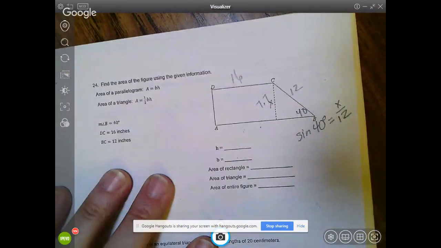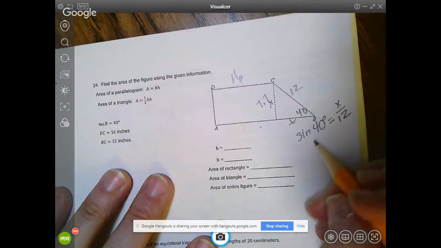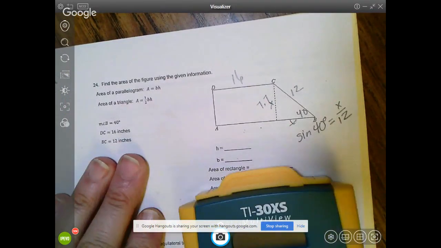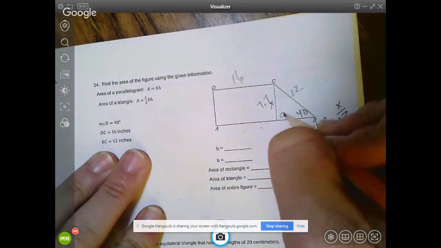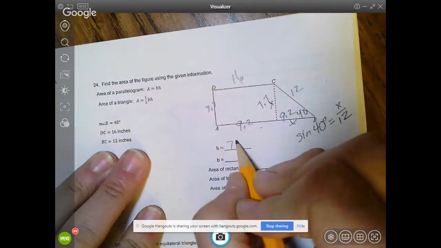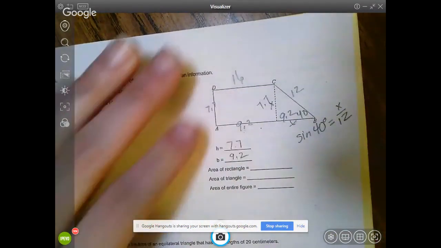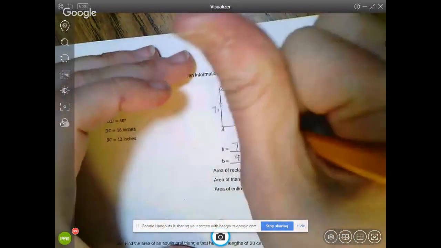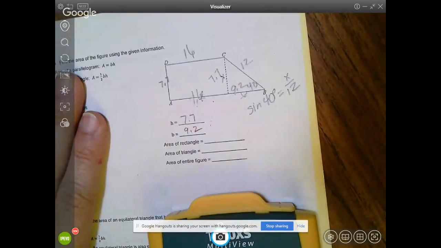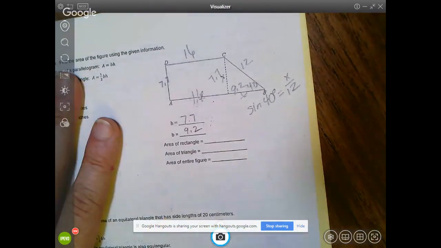Okay, if I do it to find this one, I've got cos 40. 12 times cos 40, I got 9.2. If this is 7.7, this is 9.2. Oh, no, this is 16. So to find the area of the rectangle, I'm just going to do 16 times 7.7. So this is 123.2.